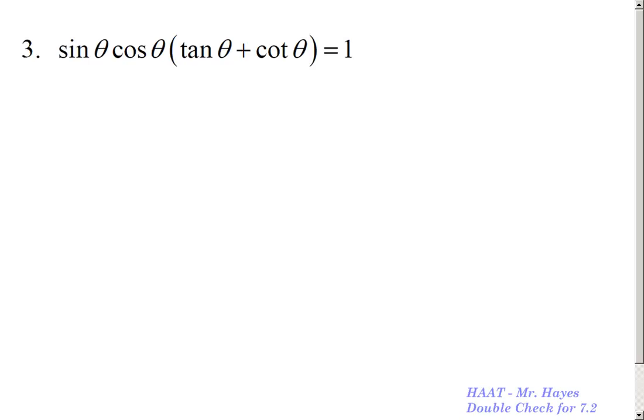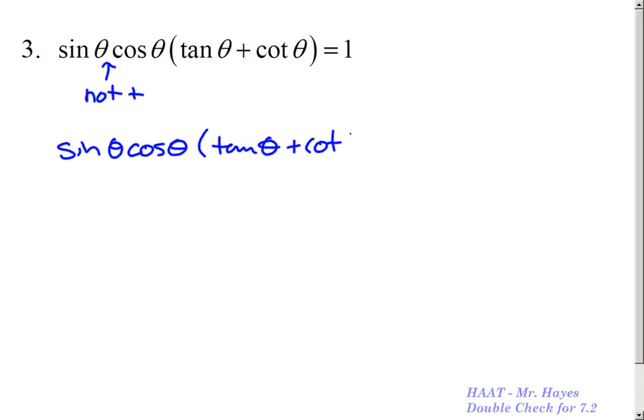On this one, I would recommend doing the distribution first. Now notice it's not adding there, it's multiplying. So you do not FOIL this, or you do distribute it, but it's not a double distribution. And again, as I said before, do the algebra first before you worry about changing everything in terms of sine and cosine, because that's going to keep everything, I think, a little bit easier to deal with.